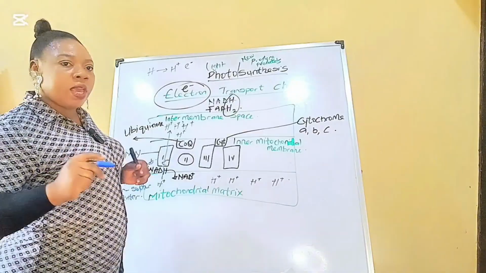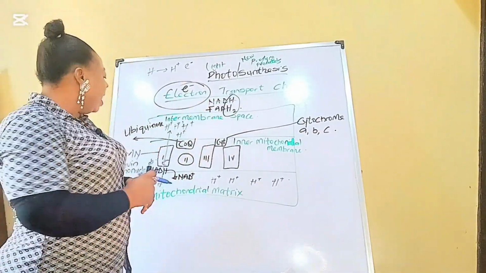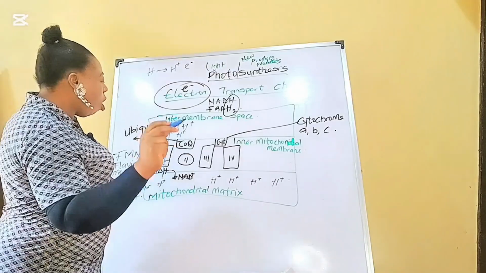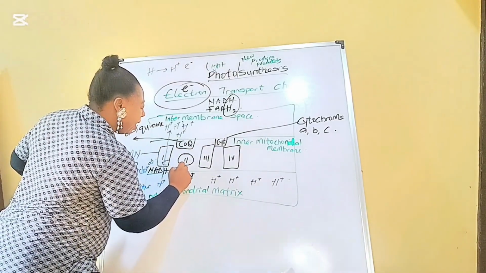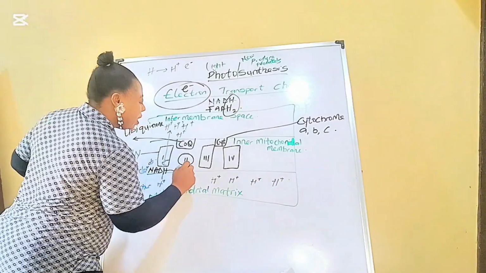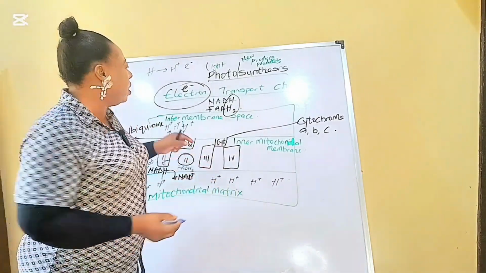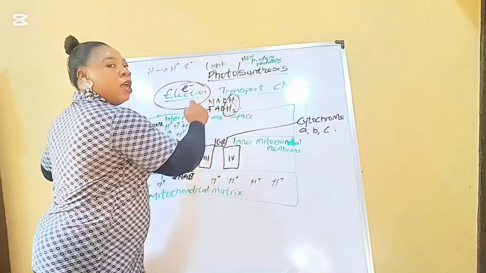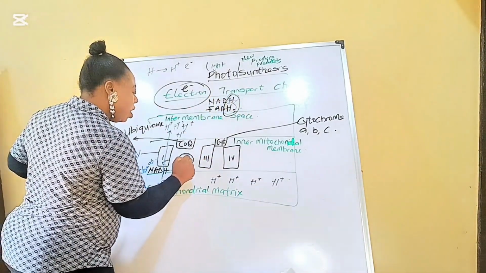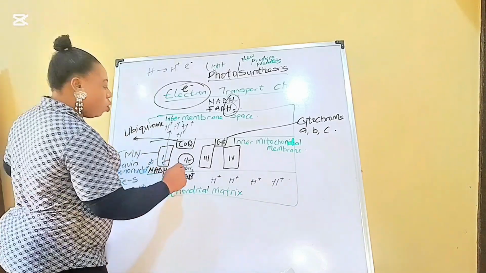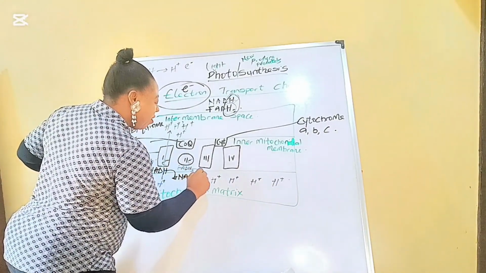The next one we want to make use of is FADH2. So for FADH2, we come to complex 2. And remember, what we are interested in from them is the electrons. So it will release electrons into complex 2. So we now have FAD.